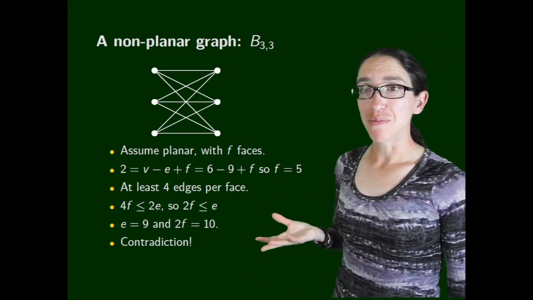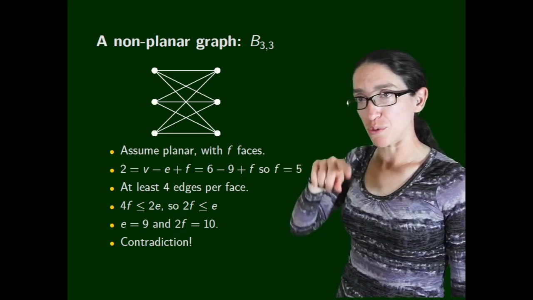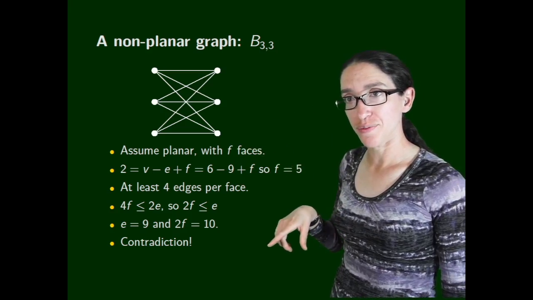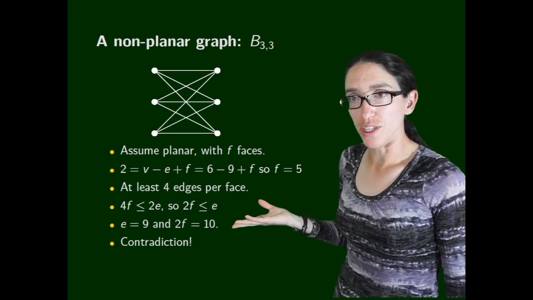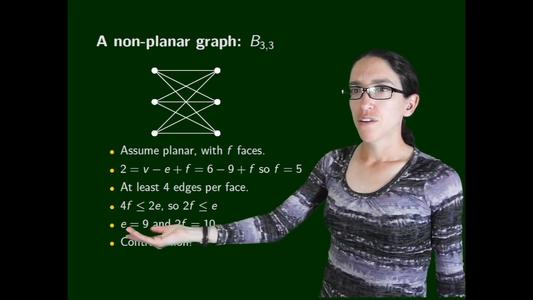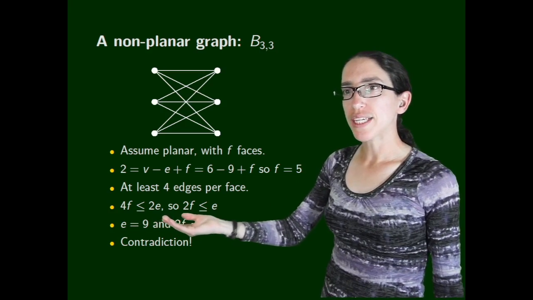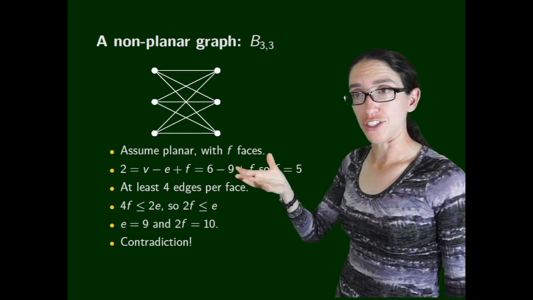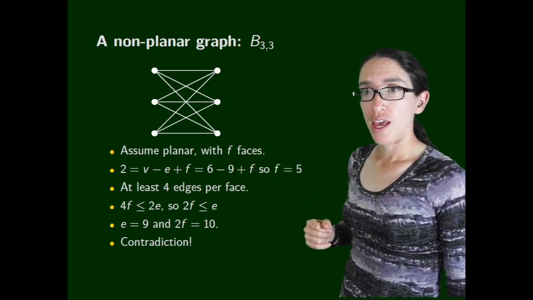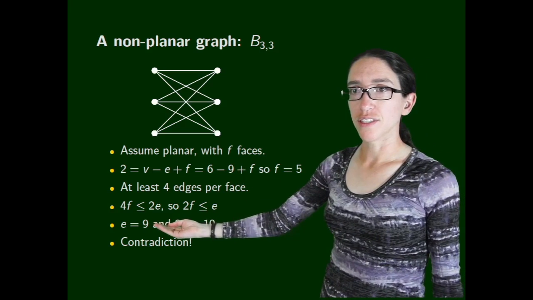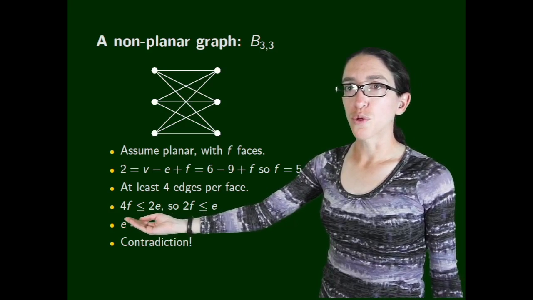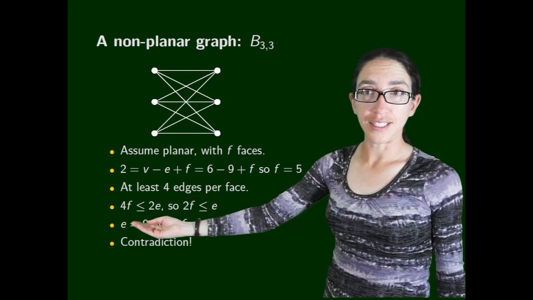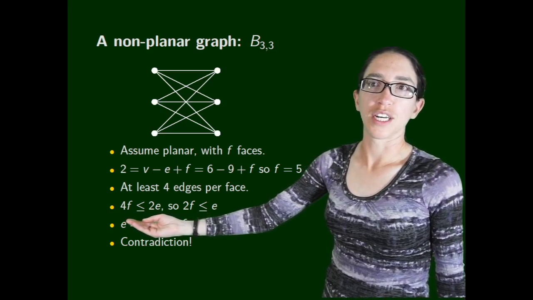So every face must have at least 4 edges because every face will be surrounded by a cycle of edges, and the cycles all have length at least 4 in this graph. So that means 4 times f is at most twice the number of edges, because think about it, each edge borders 2 faces, one on each side in a planar graph embedding, and so twice the number of edges is at least 4 times the number of faces, because there might be more than 4 edges on some face.